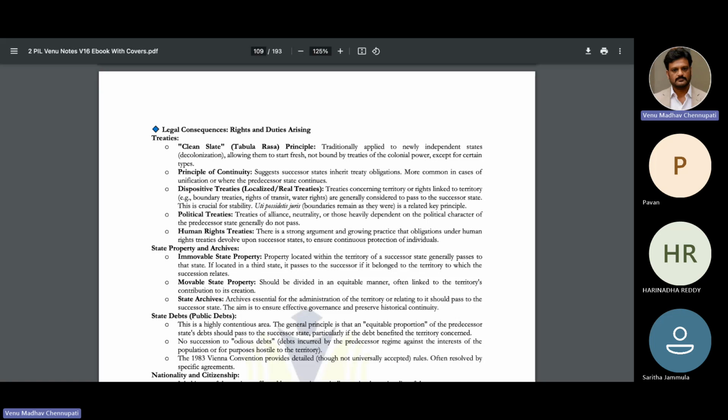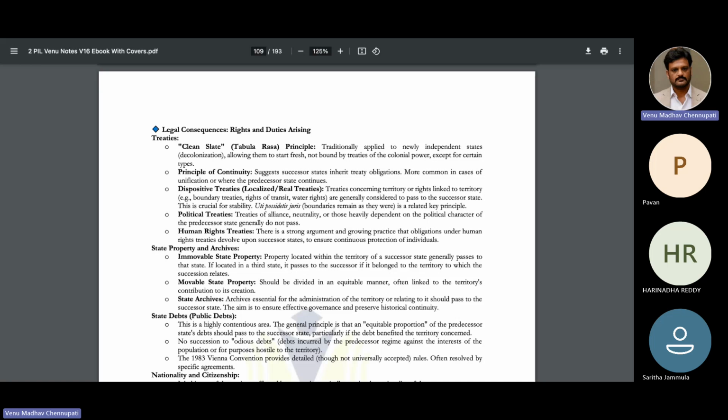And dispositive treaties, treaties concerning territories or rights linked to territories, like boundaries, fishing rights, water rights, are generally considered to pass to the successor state. Then political treaties, treaties of alliance, neutrality, or those having a political character dependent on the predecessor, generally do not pass. Human rights treaties: there is a strong and growing practice that obligations under human rights treaties devolve upon successor states to ensure continued protection of individuals.